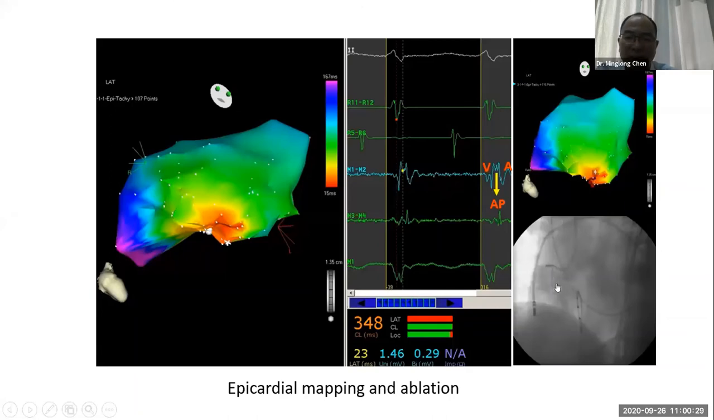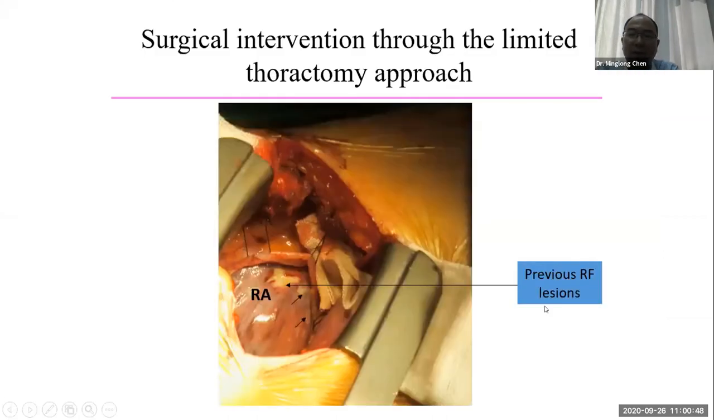But because this is exactly the right coronary artery, you cannot deliver the RF energy here. Otherwise, you can cause complete block, the closure of the right coronary artery. So we give up here. And then we decide to refer to the cardiac surgeons.